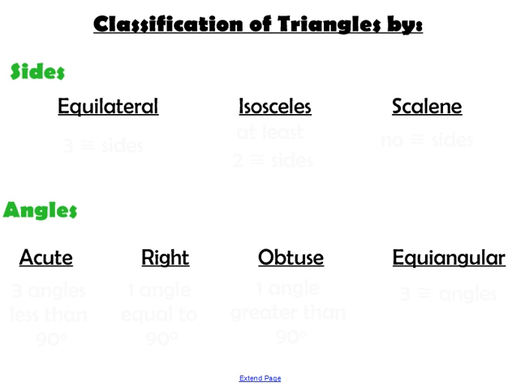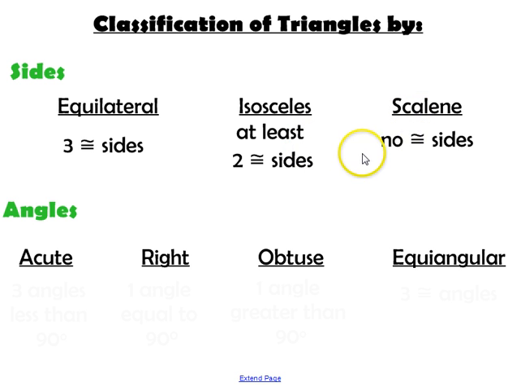Next, we want to talk about how to classify triangles. Classifying triangles by their sides, the word equilateral means you have three congruent sides. Isosceles means that you have at least two congruent sides. So remember, that term at least is really important here. Scalene triangles have no congruent sides.